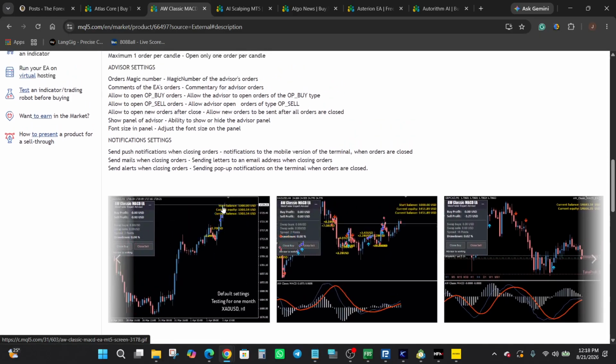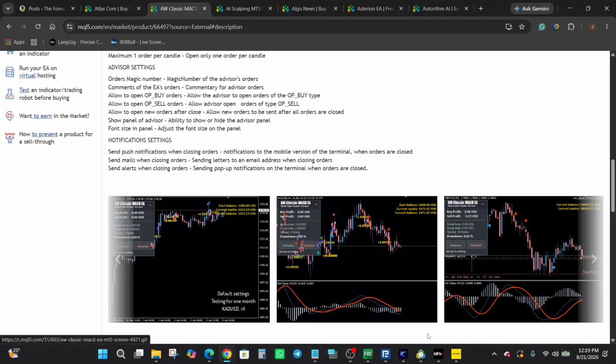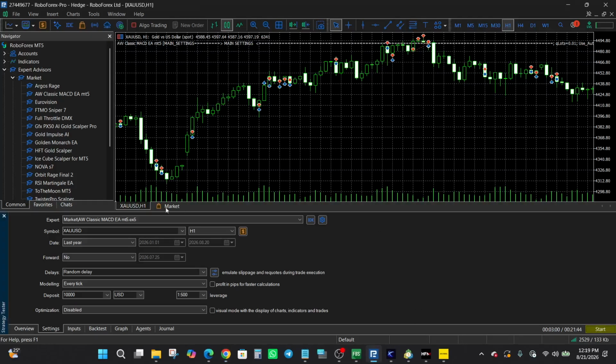Okay, so I am just going to head over to my strategy tester right away, and as you can see, I'm testing the AW Classic MACD EA for MT5 on XAU USD on the H1 time frame, and it's over the past 8 months roughly. Okay, so from the beginning of 2026 till date basically, and I'm using the every tick modeling.